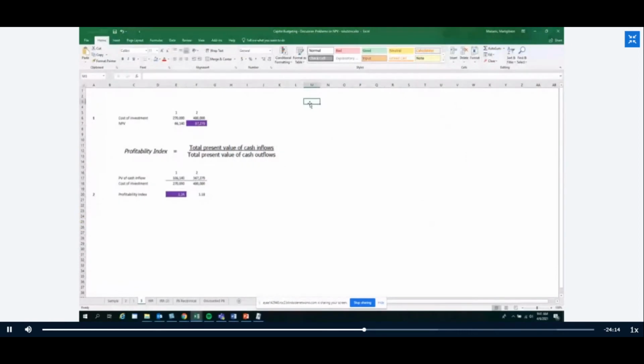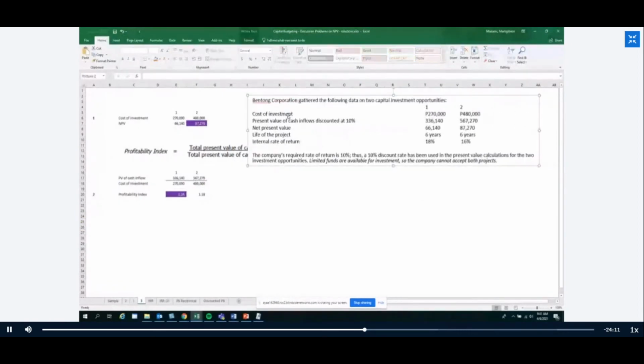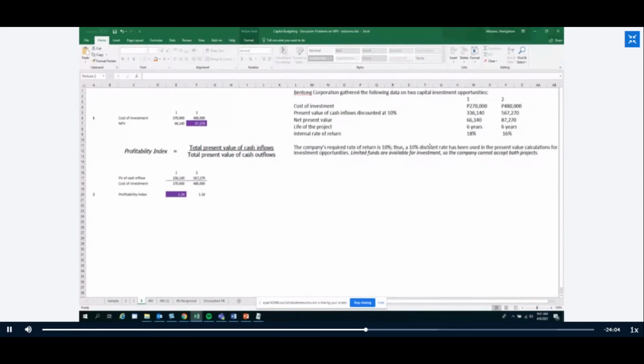So sabi ni Judian, project 2 kasi mas mataas yung net present value, which is tama, no? Ano nga yung formula mo ulit to get the net present value? Yung kanina lang na pinag-usapan natin, sabi natin present value of cash inflows less present value of outflow or your investment, no? Tama yan, diba? Yan yung pinag-usapan lang natin kanina.